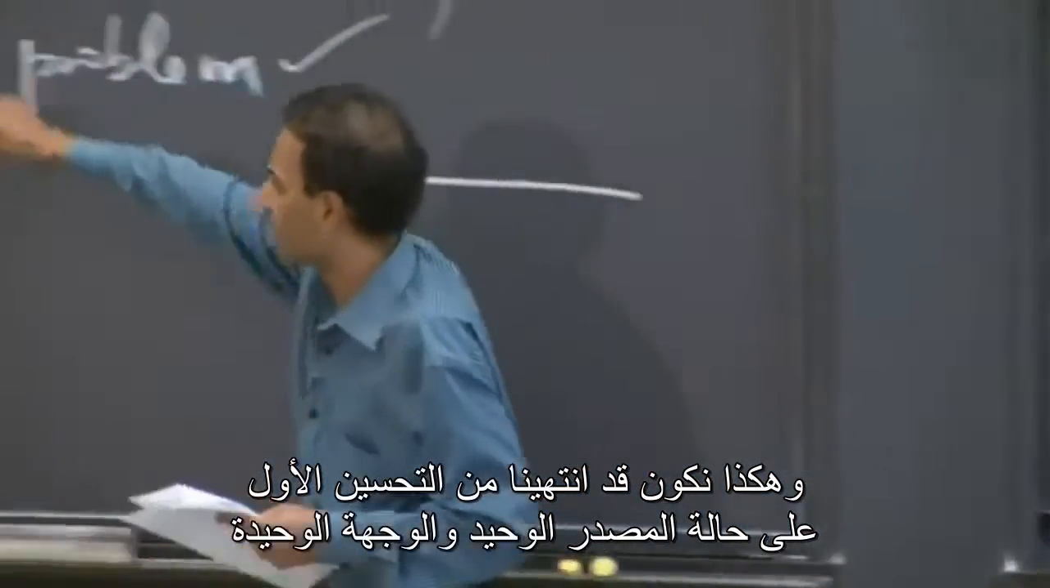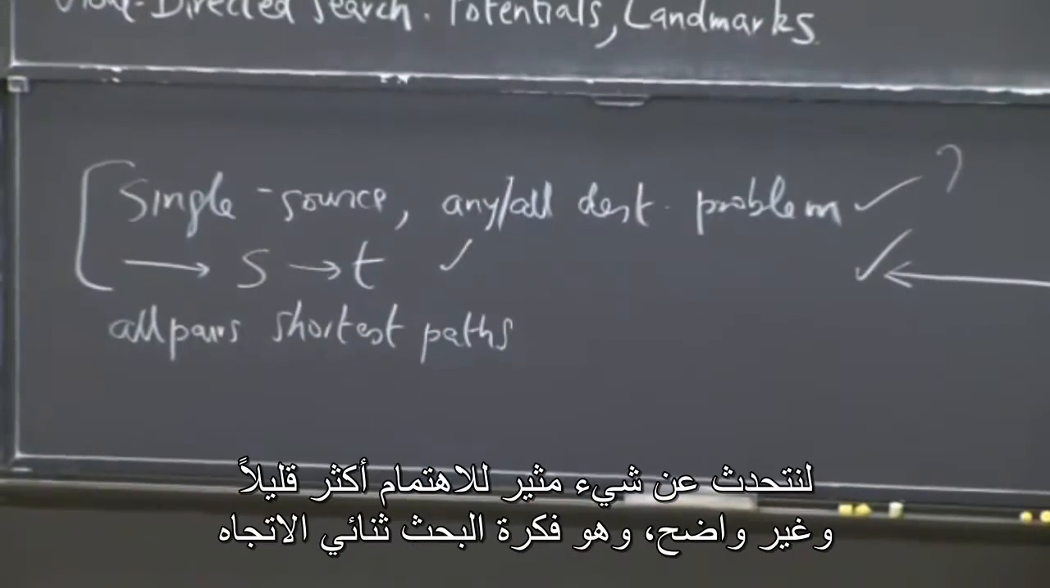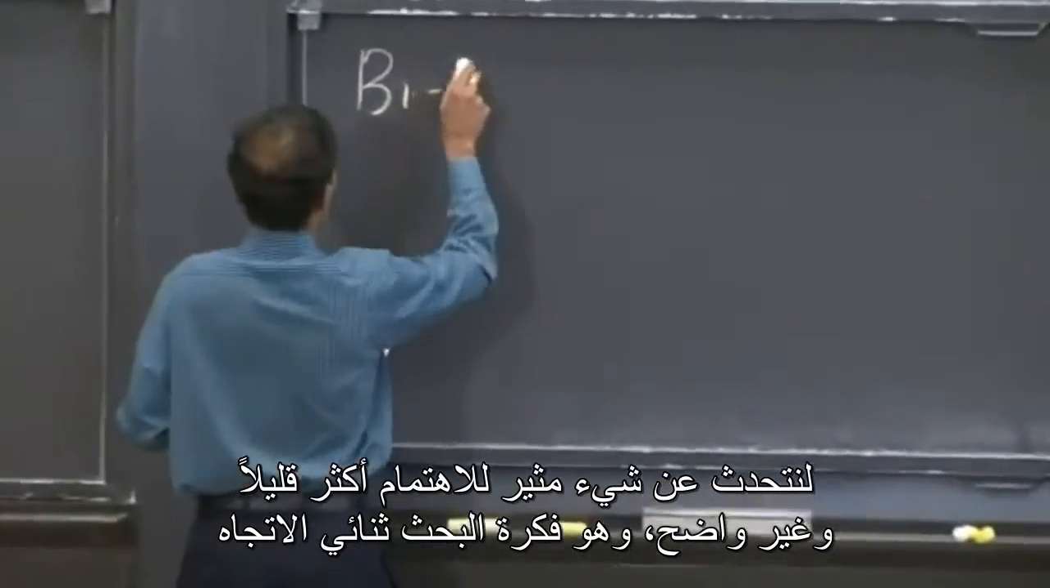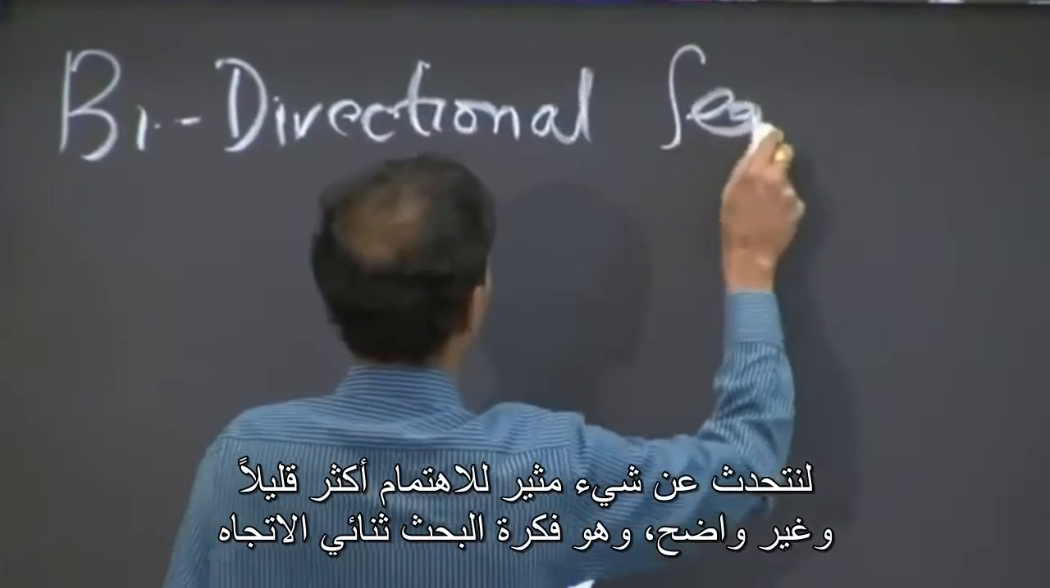That sort of takes care of the first optimization corresponding to single source, single target. Let's talk about something that's a little more interesting and non-obvious, which is the notion of bidirectional search.